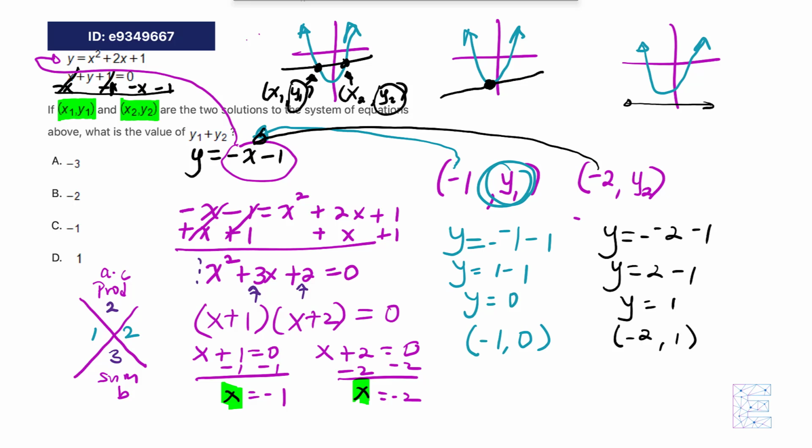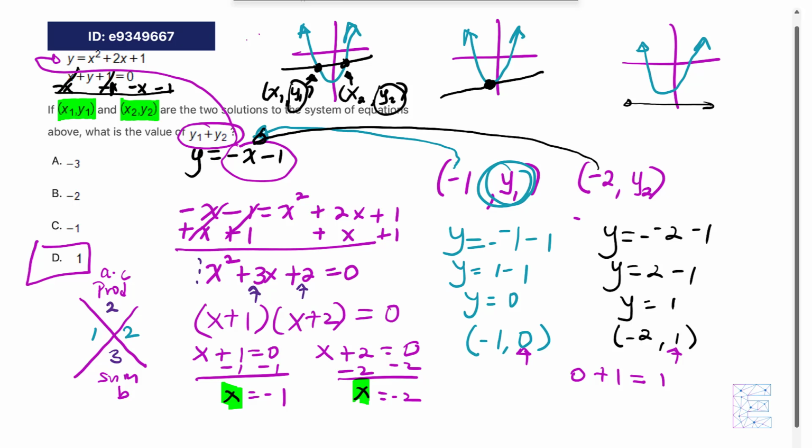Remember, this question wanted us to determine what y1 plus y2 is. This is y1, this is y2. So this is simply 0 plus 1, which means the answer is simply 1. That makes D the correct answer to this question. But again, remember, I say that there are many ways to do these problems. This is the algebraic method. It's tedious, but I really wanted us to go over this so you remember several things. Let's talk about those things.